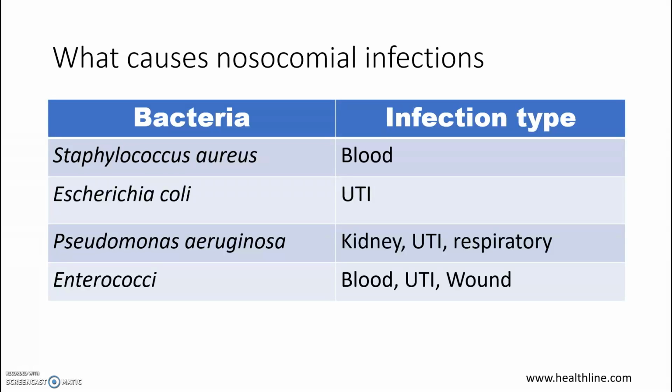Here's a list of the nosocomial infections and the infection type. The bacteria is listed on the left and the infection type is listed on the right. We have Staphylococcus aureus, and the infection type for it is blood. We have E. coli, and the infection type is a UTI. We have Pseudomonas aeruginosa. Its infection type is kidney, UTI, and respiratory. And we have Enterococci, and its infection type is blood, a UTI, or wound.